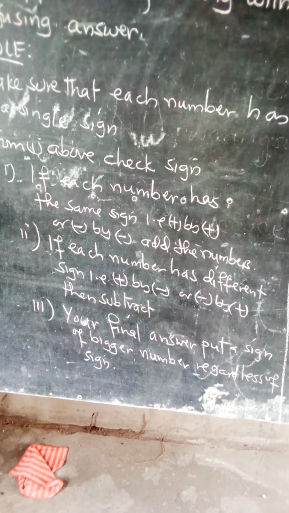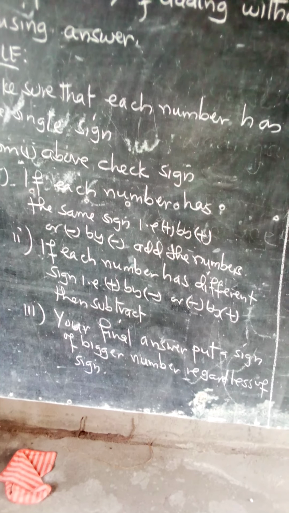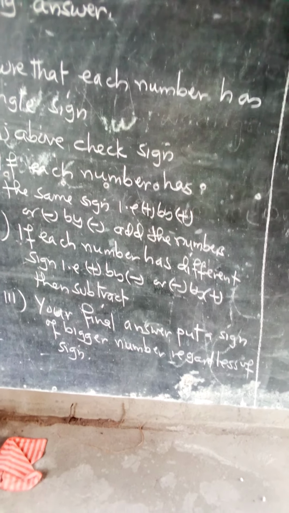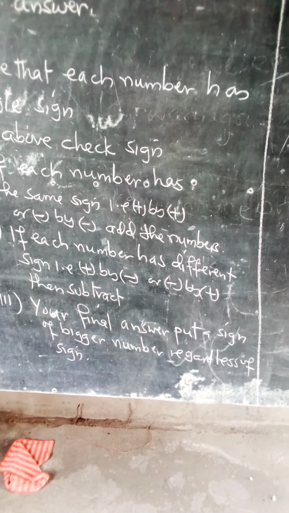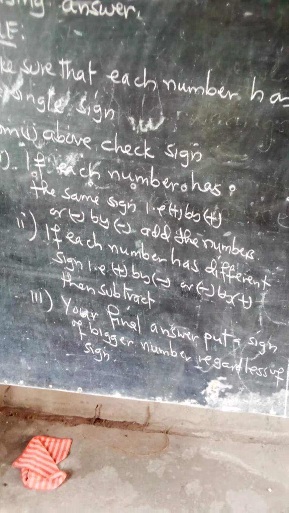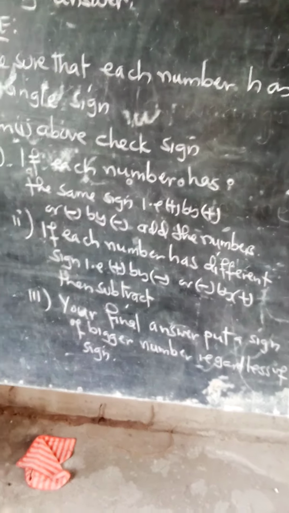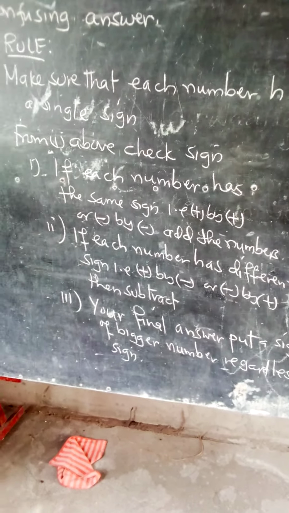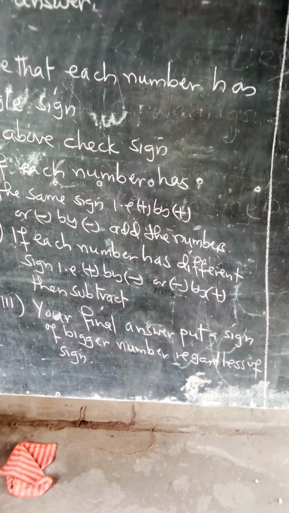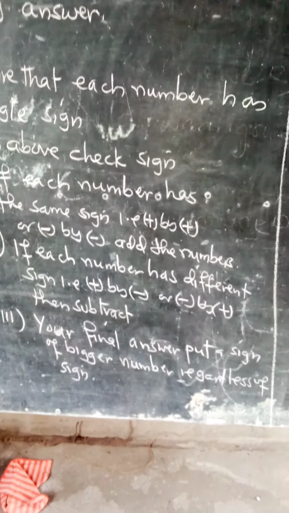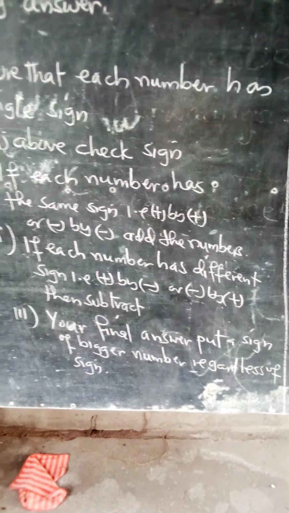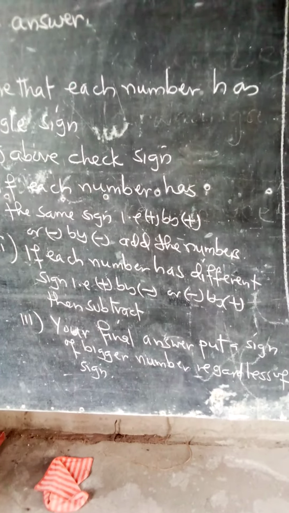The third step, your final answer should take the sign of the bigger number. The bigger number regardless of the sign. Regardless of the sign means that we are comparing the bigger number and the smaller number without looking at the sign attached to that number. That is very, very important. It will make this topic very simple and you will be getting all questions correctly. So please take note of that. It will make you a mathematician and help you find that integers are very simple.